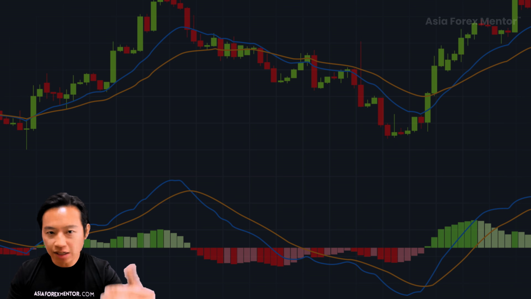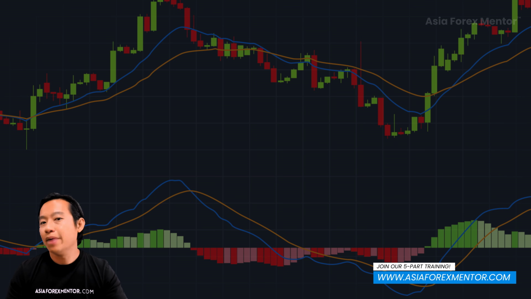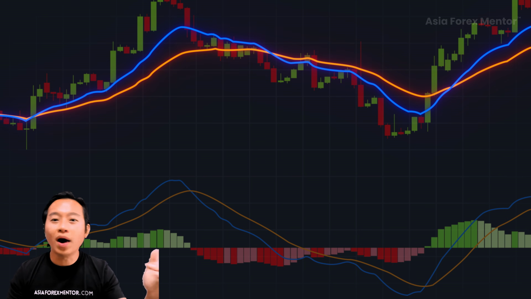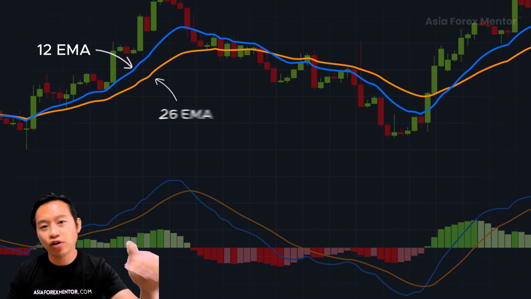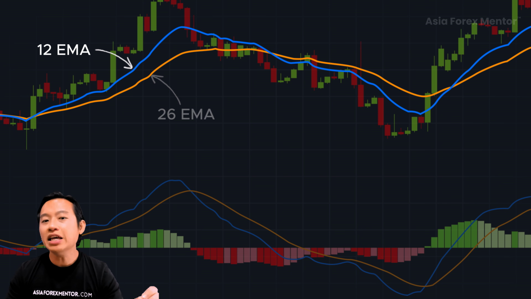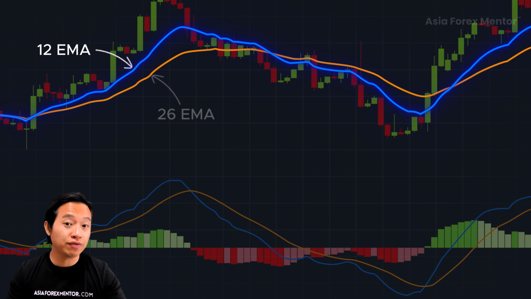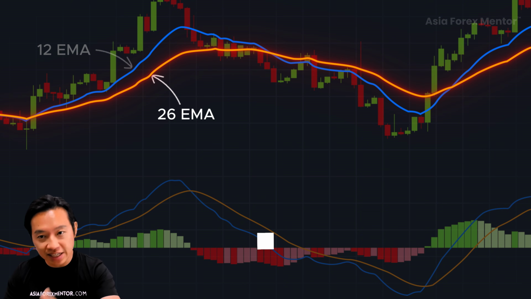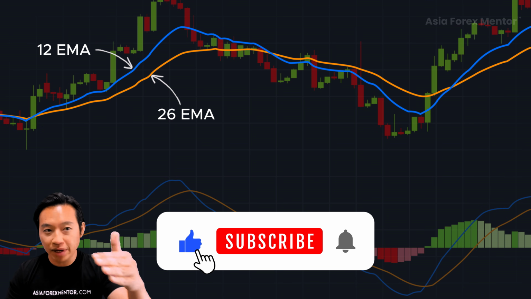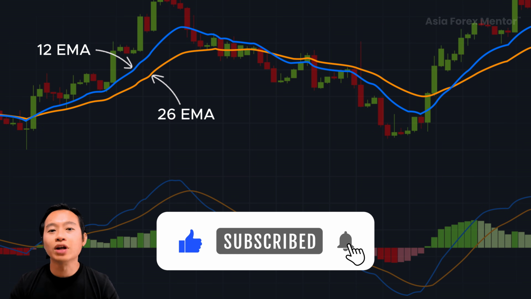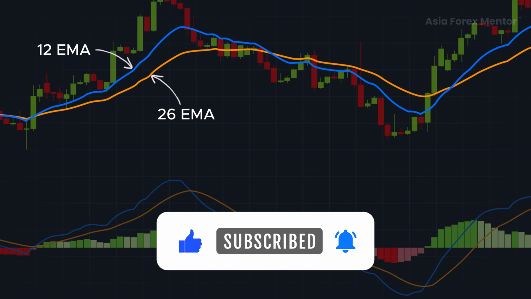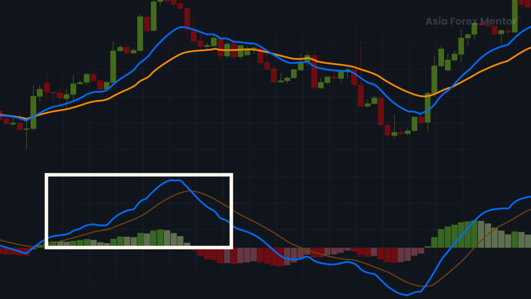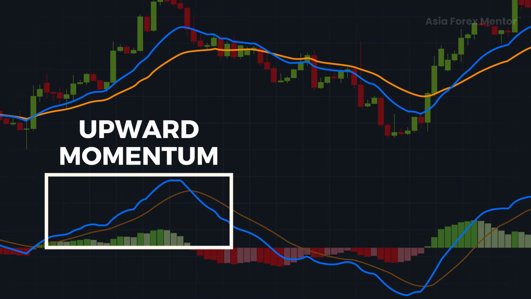Here's an easier way to think about it. Imagine you're looking at two moving averages: one for the short term, 12 days, and one for the long term, 26 days. If the short-term average, the 12-day EMA, is higher than the long-term average, the 26-day EMA, it means that prices have been rising recently. So when you subtract the long-term from the short-term, you will get a positive number, which is your MACD line, which shows an upward momentum.